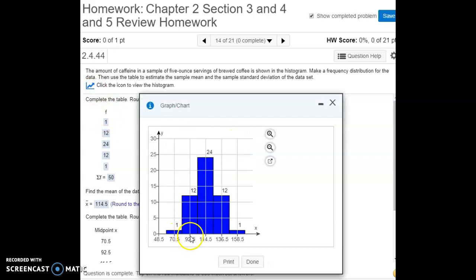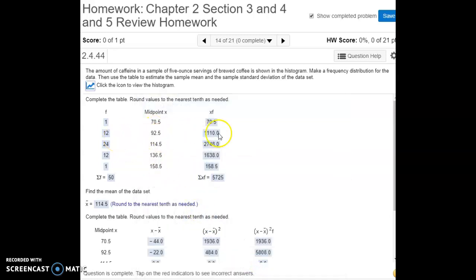And so your next midpoint is 982.5. There's 12 data values in that class. And so we're going to take 12 times the midpoint to get our next value here. And then sum up all the frequencies, sum up all those multiplications, and then we're going to use those to find the mean of our data set. We take that sum of those multiplications and divide by the sum of the frequencies. And so in this example, 5725 divided by 50 gives us the mean for our data set.